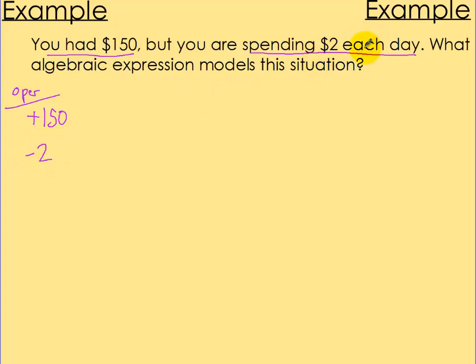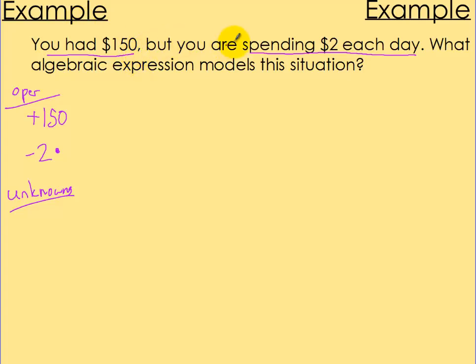So it's $2 every day, over however many days. Whenever something keeps repeating like that in a pattern, we're multiplying. So it'd be -2 times something. I'll put a dot. Okay, so those are my operations here. Now I have to figure out my unknowns, my variables. What don't I know?